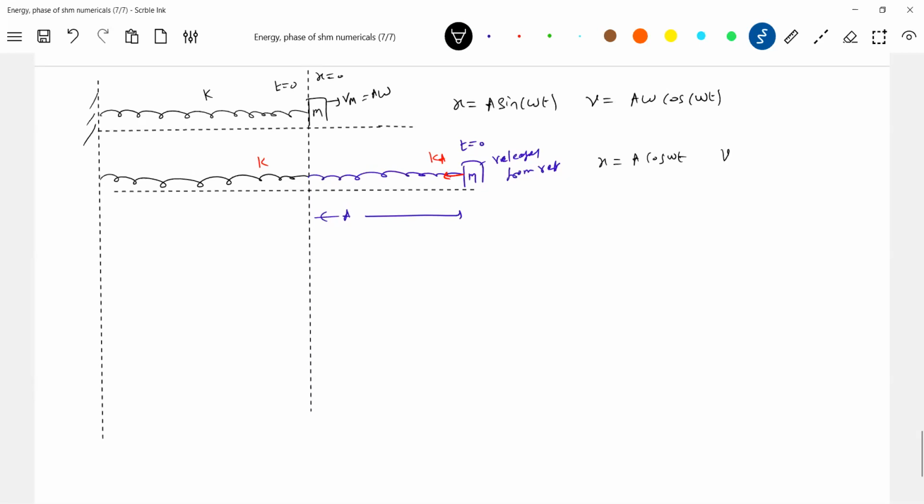I'll differentiate it. V is equal to dx by dt, so that is minus A omega sine omega t. At t equals 0, what should be the speed of the particle? It should be 0 because it leaves from rest. So this will be a little bit of writing equations. Okay, so what I suggest is to directly take help of a circle.